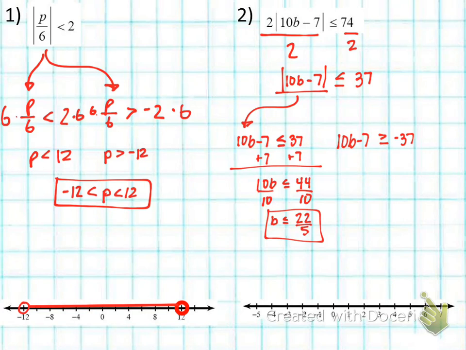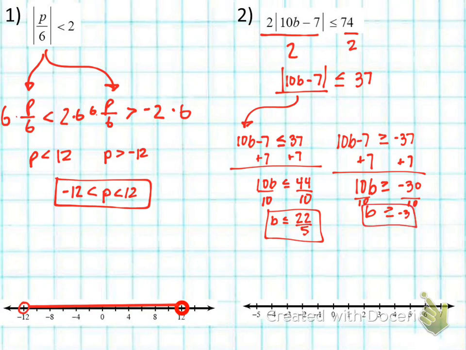Now we're going to do the next one. Add 7 to both sides. So you got 10b is greater than or equal to negative 30. Divide both sides by 10. So we got b is greater than or equal to negative 3. Okay, so that's my second answer.